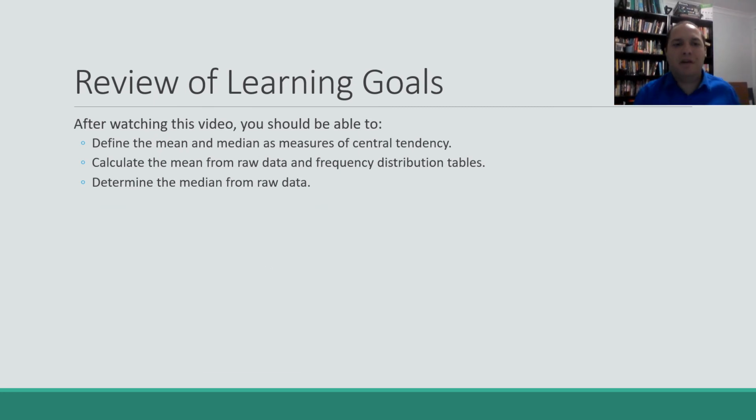Alright, so after watching this video, you should be able to define the mean and median as measures of central tendency. You should be able to calculate the mean from raw data and from frequency distribution tables, and then finally determine the median from raw data.